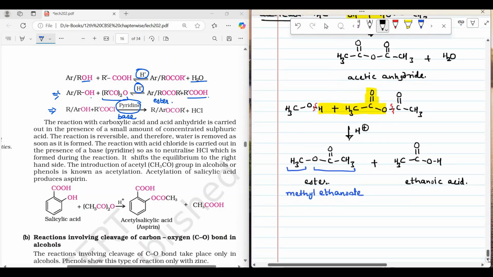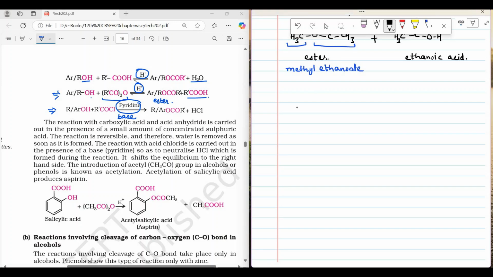Now let's try to understand this reaction. So let's take the example of methanol and ethanoyl chloride.